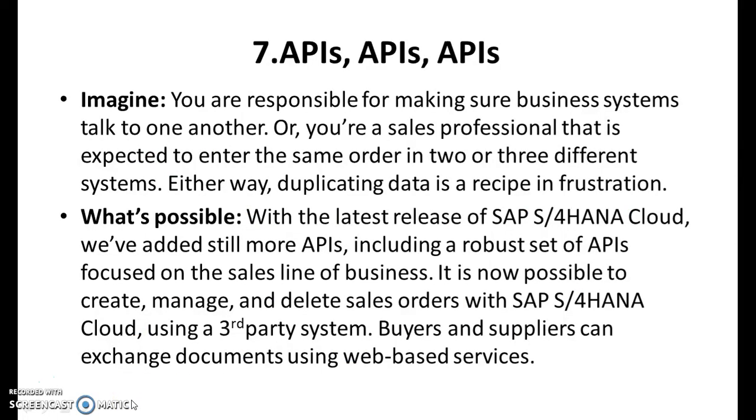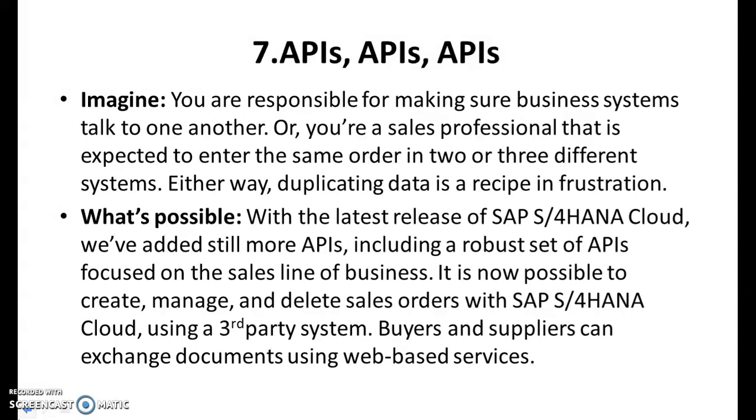The seventh one would be the APIs. Let's take an example where you are responsible for making sure that your business systems talk to one another. Or you are a sales professional who is expected to enter the same order in two or three different systems, duplicating data in different ways.